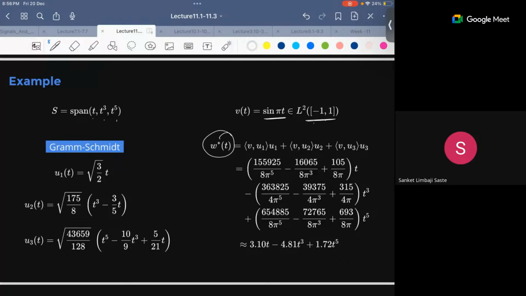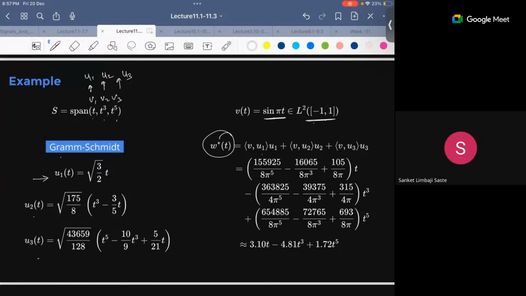How do you calculate this W star? You will use this sine pi t inner product with u1. Each vector in the span you can think of as v1, v2, v3. From v1, v2, v3 you have to get u1, u2, u3, that is the orthonormal basis. This you have to calculate. Here it has been calculated with the help of the Gram-Schmidt method, u1, u2, u3.